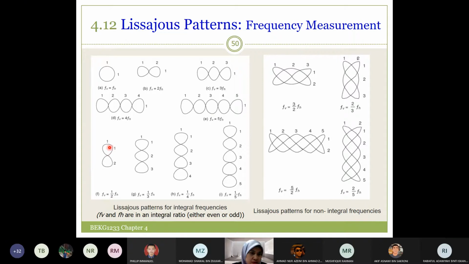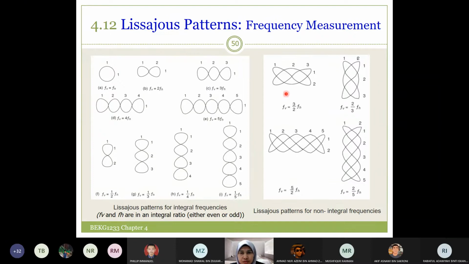This one, the vertical has 2 loops, so you write 2 Fv is equal to Fh. This one we have 3 loops on the vertical axis, so 3 Fv is equal to 1 Fh. This one is 4, so 4 Fv equal to 1 Fh. So 5 Fv equal to 1 Fh.